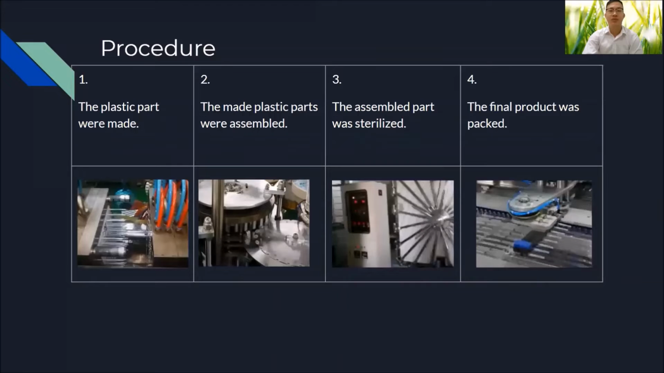And then the procedure. There are 4 steps of the procedure. The first step is the plastic part will be made, and the second is the made plastic parts will be assembled, and the third is the assembled part will be sterilized. And lastly, the final product will be packed.